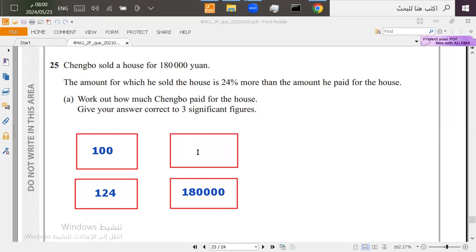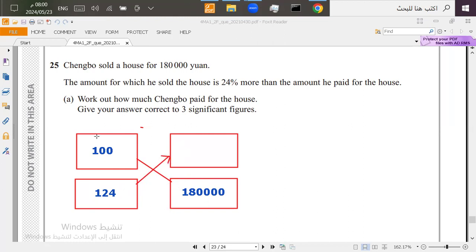We are trying to find the original price. Now, after putting each number in its place, new percentage after the increase, new money after the increase. Now, I'm going to put X in the middle. I'm going to use the X method.